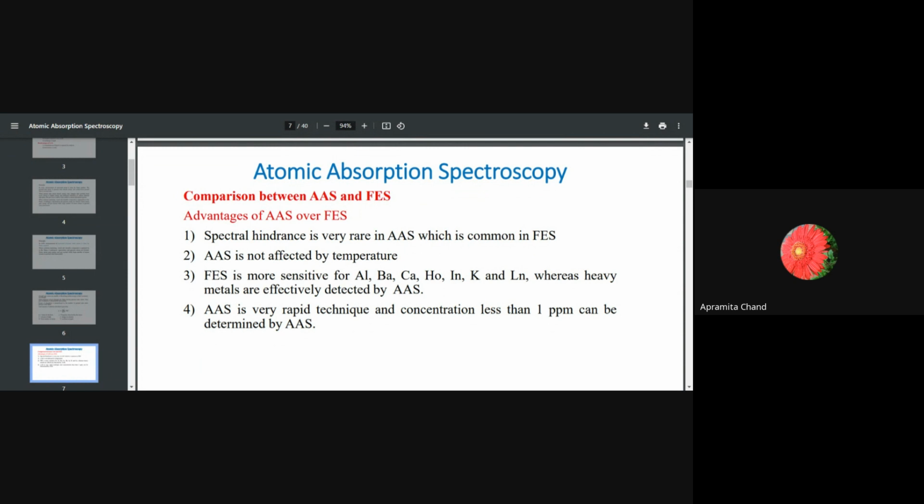First of all, in FES, a little bit of spectral hindrance is there, which is negated in AAS, so it is not there much. Also, it is not much affected by temperature. Also, in comparison to FES, AAS is a very rapid technique, and even with small sample concentrations, the metals can be detected. Also, regular metals like aluminium, barium, calcium, hafnium, indium, potassium can be detected by FES, but there are many heavy metals which cannot be detected by FES, and they have to resort to AAS for that.